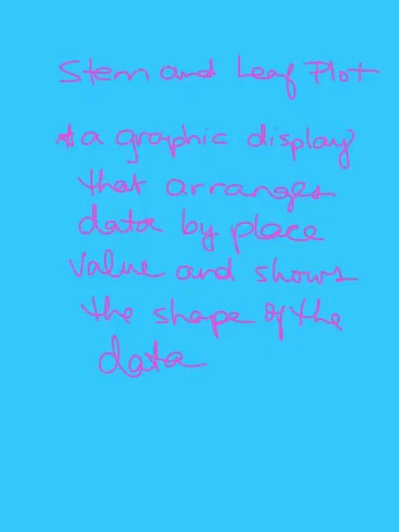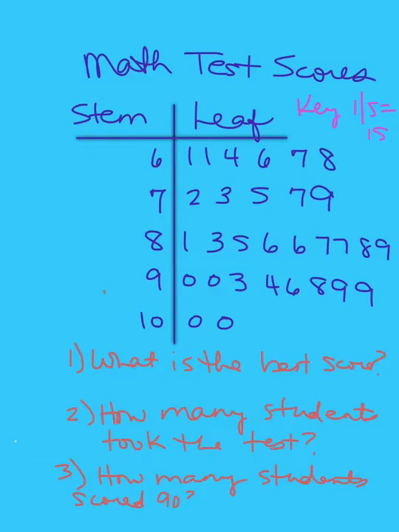A stem and leaf plot is a graphic display that arranges data by place value and shows the general shape of the data. So here we have a set of math test scores. What happens is we have a stem, and that's really just the tens digits, or in this case we're going up to the hundreds digits. My leaf only ever has 1 digit. That's my ones digit.